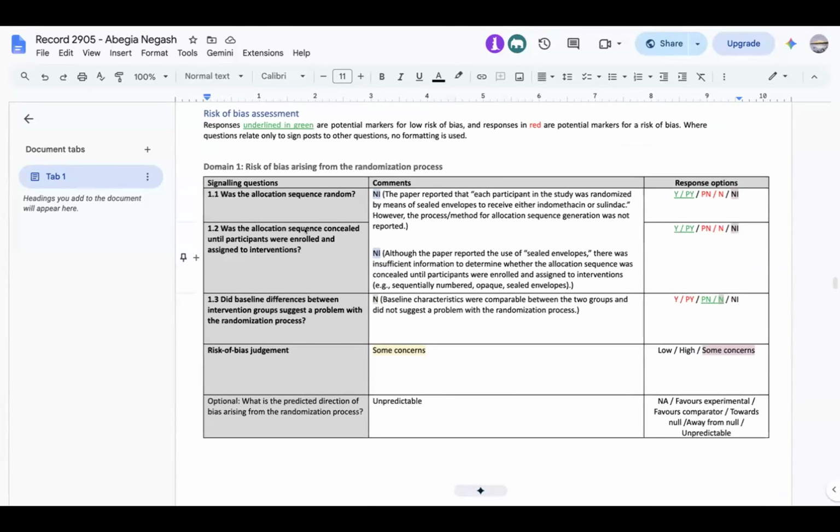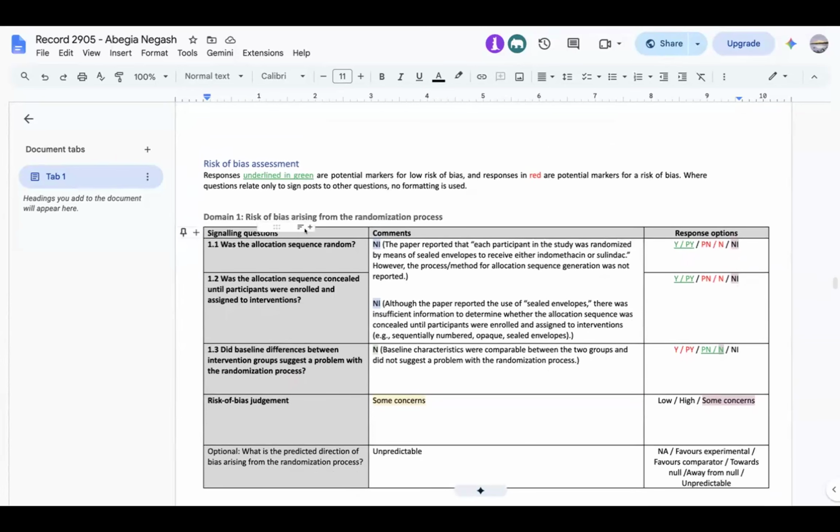Okay. For domain 1.1, was the allocation sequence randomized? What are your answers? I know I put yes. I also put yes. Okay. Can you tell us why? I particularly put yes because each participant in the study was randomized and there were sealed envelopes to receive either the indomethacin or the sulindac. That's also what I had.